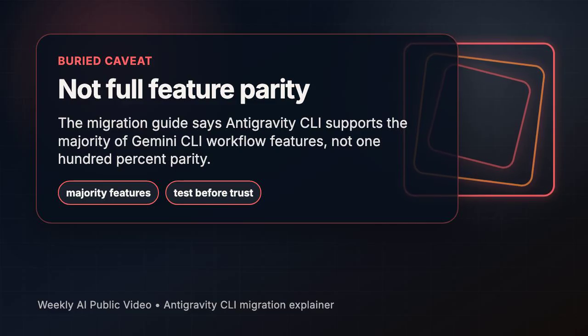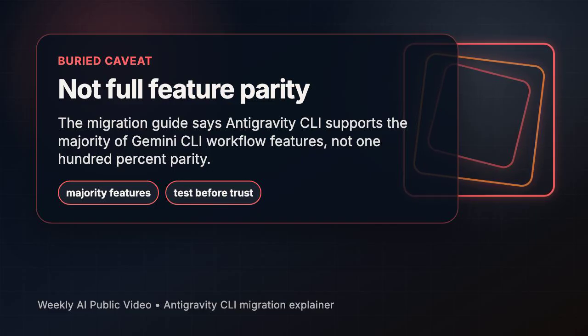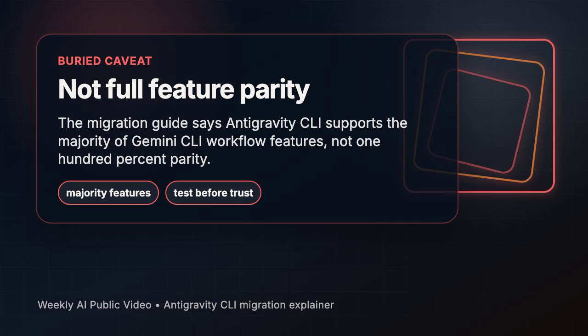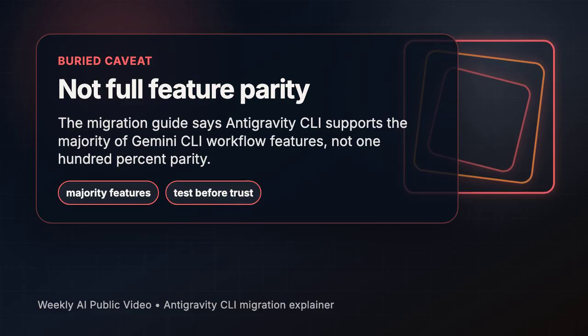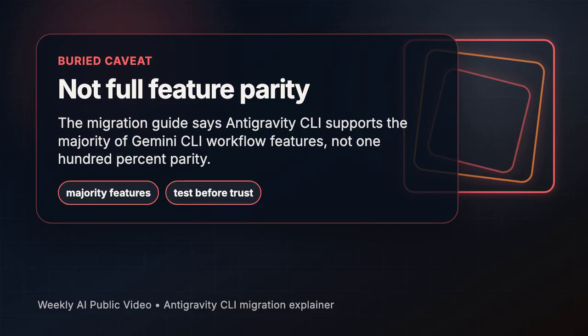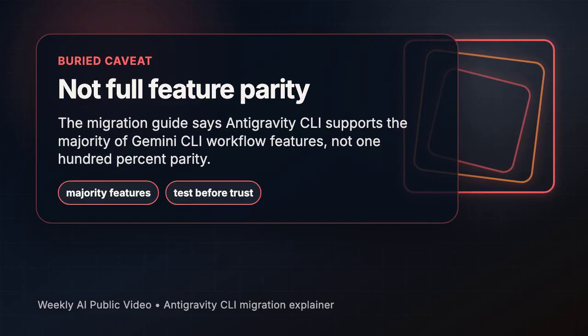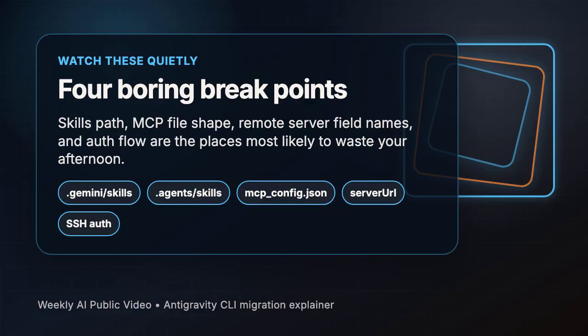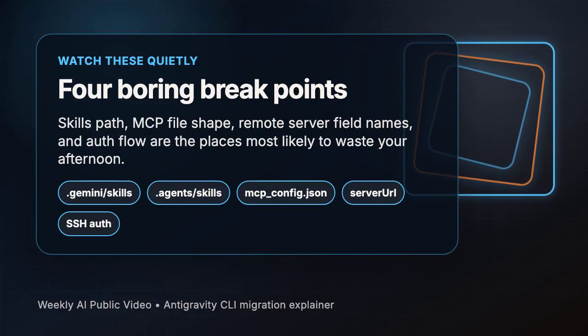Now the catch. Google's own migration guide says Antigravity CLI supports the majority of Gemini CLI workflow features, but not 100% feature parity. That sentence should control your entire attitude, because a lot of migration pain lives inside words like majority, most, and should. The good news is that Google documents the main migration path pretty clearly. Plugins can be imported with AG plugin import Gemini. The less fun news is that some things move, some things rename, and some things do not map one-to-one.